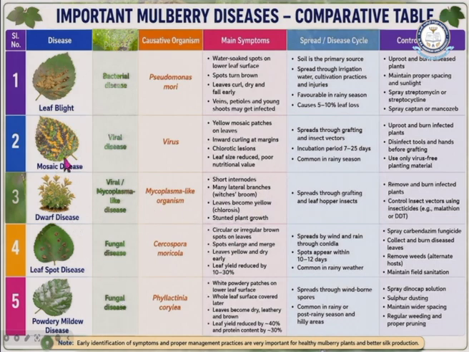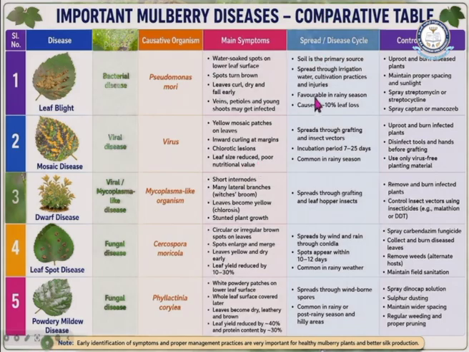Now coming to mosaic disease, which is a viral disease. Dwarf disease is also a viral disease. Here you can see dwarf disease, right? It is in a short form like your coriander leaf. Now mosaic disease is caused by a virus. What are the main symptoms? Yellow mosaic patches on the leaf, inward curling at the margin and chlorotic lesions, reduced leaf size, poor nutritional value.